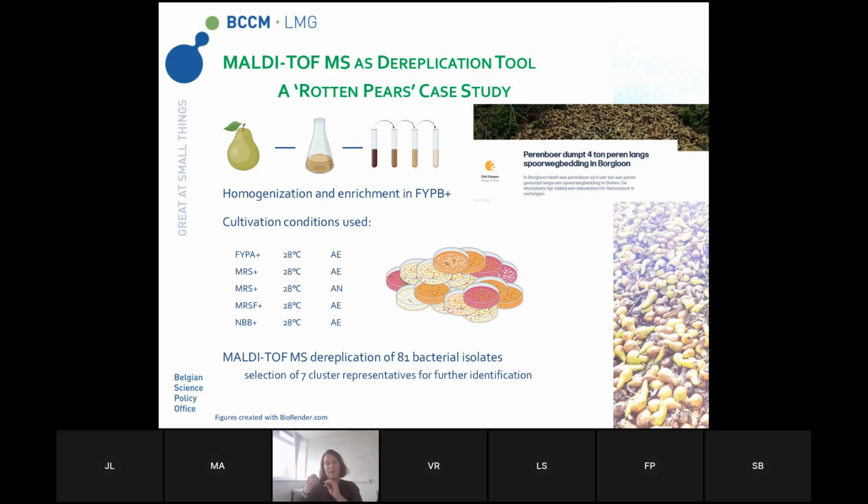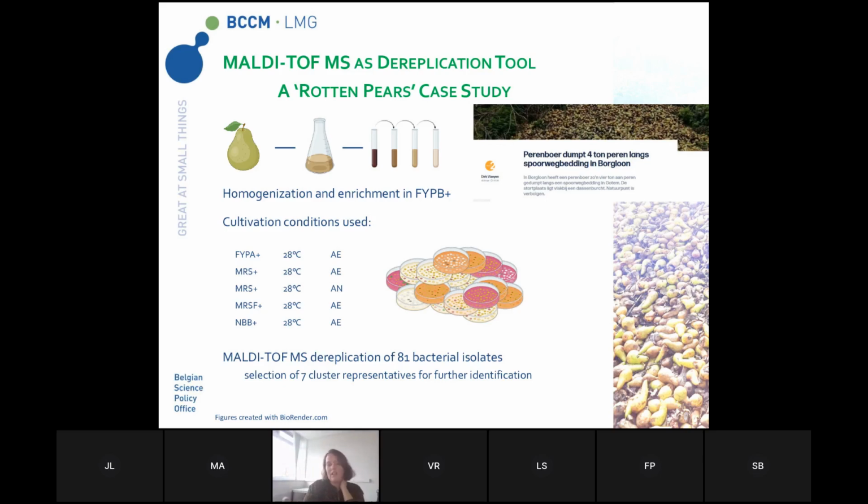We did homogenization and then also an enrichment in a fructose yeast broth. We applied 5 different conditions to that particular broth and obtained in total 81 bacterial isolates. So we really focused only on bacteria. And in this case, we tried to limit our targets to lactic acid, acetic acid, and the fructophiles. We try to tackle those ones.